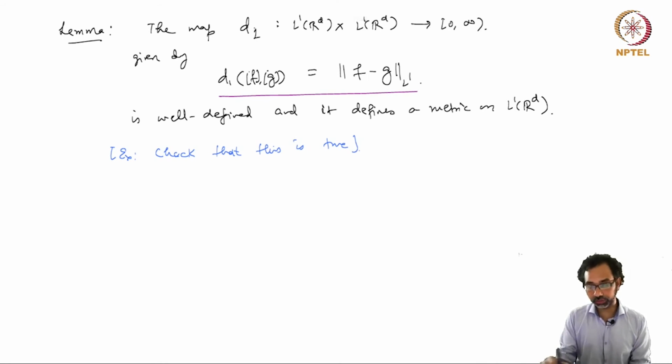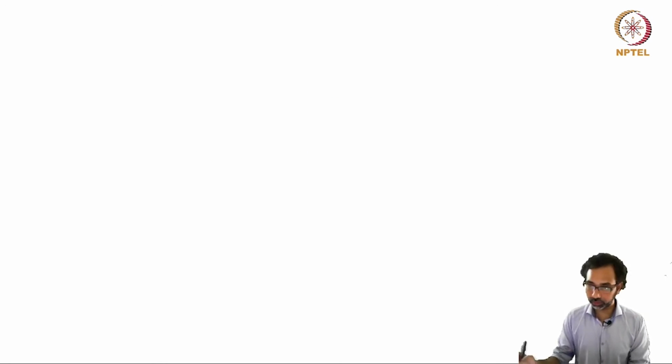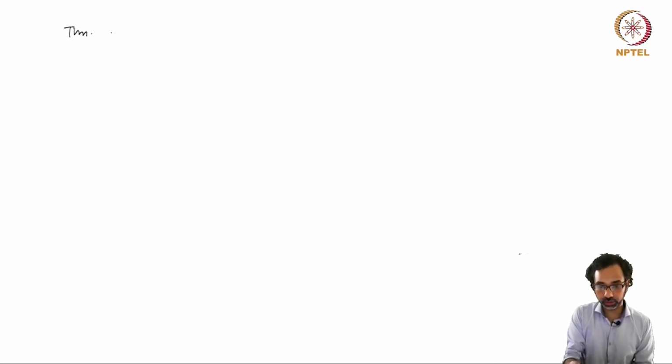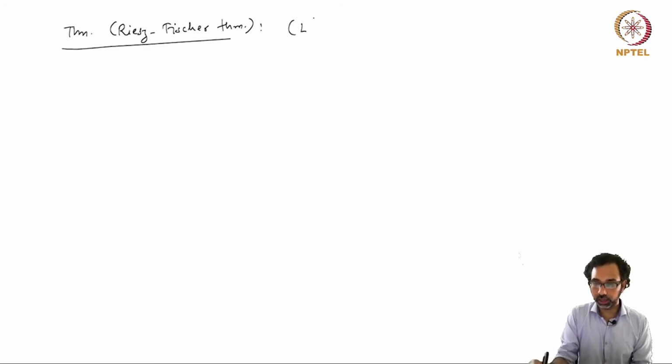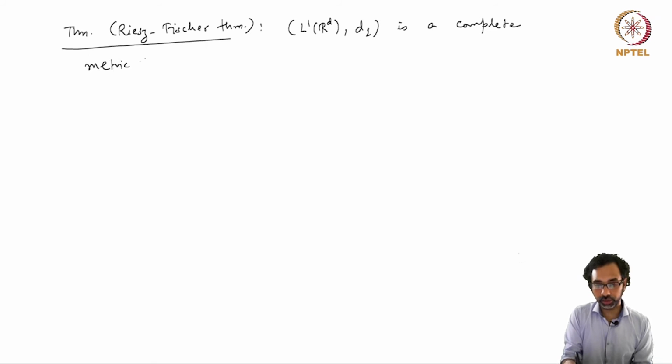The importance of this metric comes from the next theorem, which is called the Riesz-Fischer theorem. It says that L1 R^d equipped with this metric D1 is a complete metric space, which means that all Cauchy sequences converge.